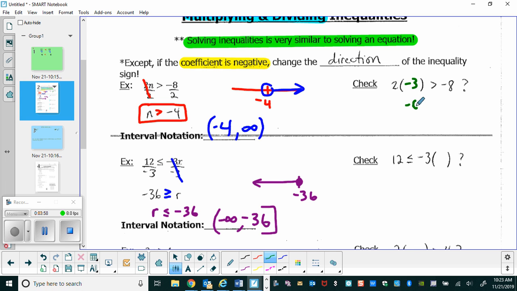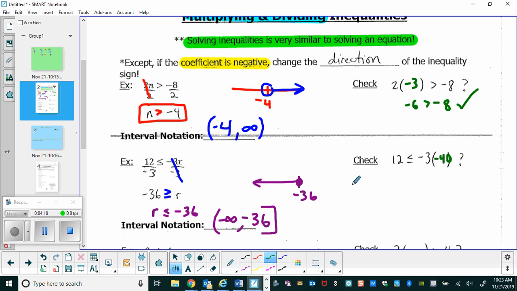We're going to get a -6 here, and is -6 bigger than -8? It sure is. All right, now let's check this next one. So we're saying here that R should be less than -36. So let's try -40 just so we don't have to worry too much about mental math. -40 is smaller than -36.